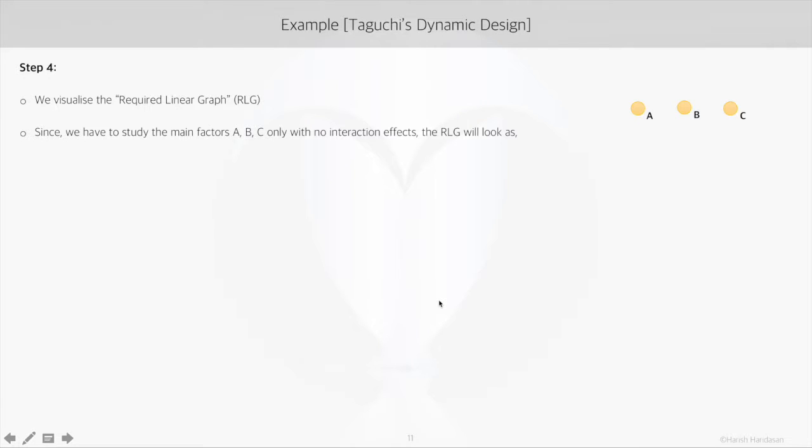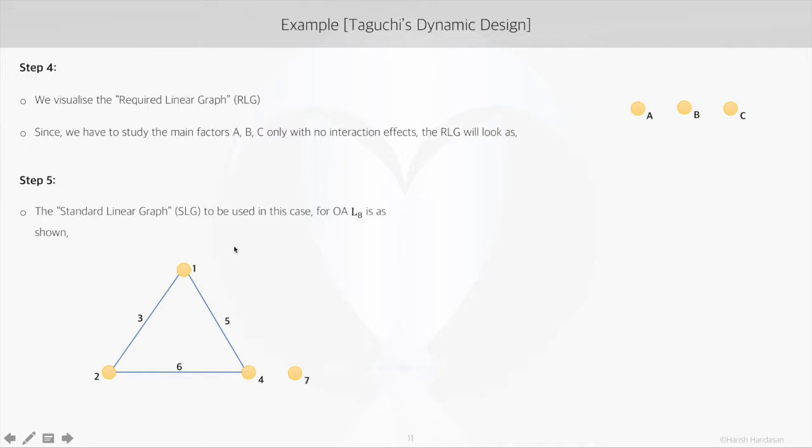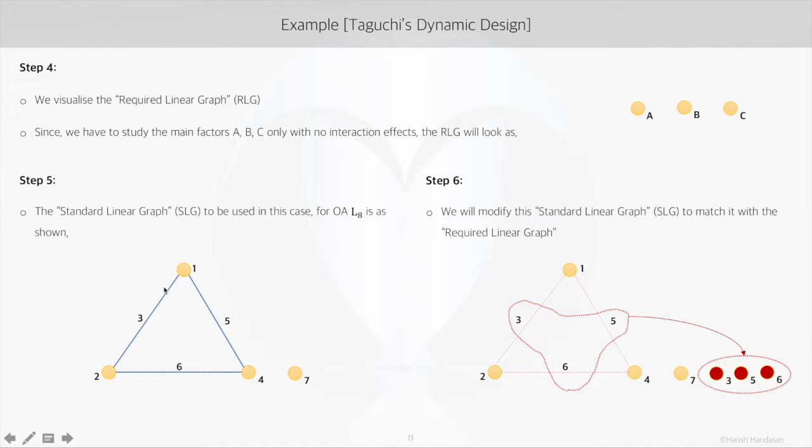Next, we need to form the required linear graph. Since in this case we have to study only the main effects for the factors A, B, C with no interaction effects, the required linear graph will be quite simple, each factor being represented by a node. For L8, this is the standard linear graph. And then we modify this standard linear graph to match our required linear graph.